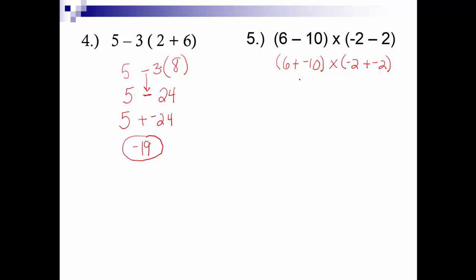6 plus a negative 10. Signs are different. I find the difference, which is 4. I keep what I have more of. Times, inside this set of parentheses, signs are the same. I find the sum. All I have is negatives running around. Negative times a negative we know is a positive. 4 times 4 is 16. There, we've worked that one out.